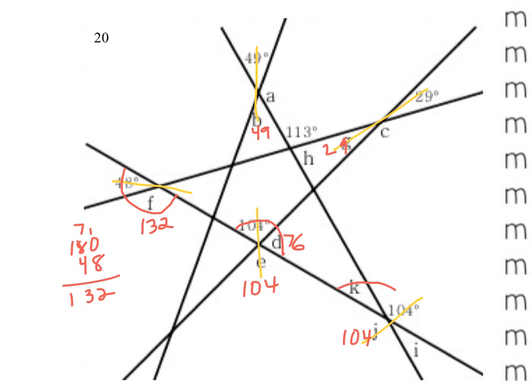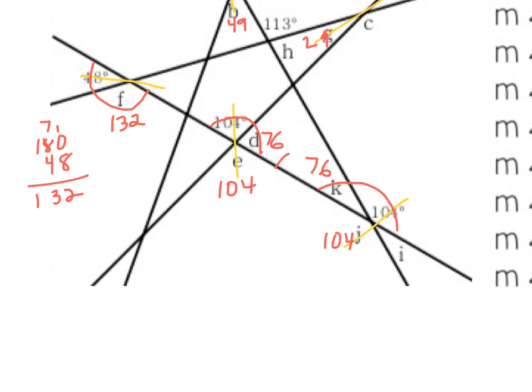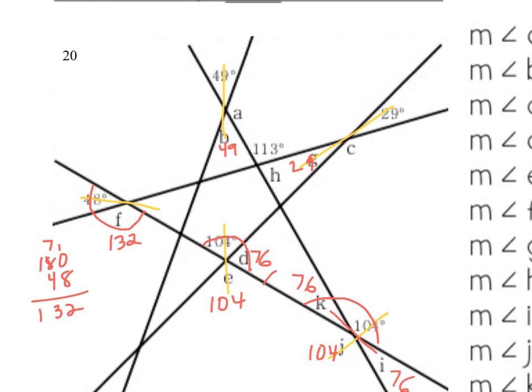Okay, so this one here and 104. Oh, look at that. I just did that math over here. So this is going to be 76, and I right now is directly vertical here. So this will also be 76. 29 right there is 180 minus 29, is 151.